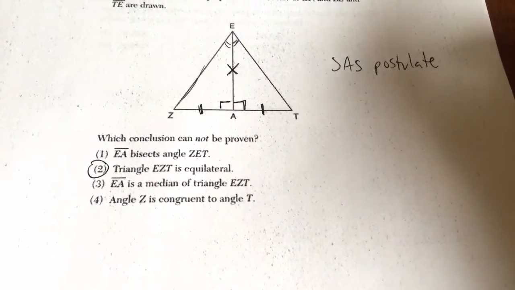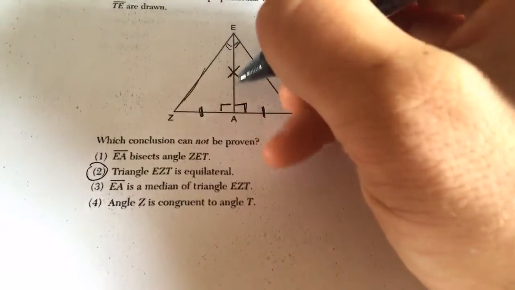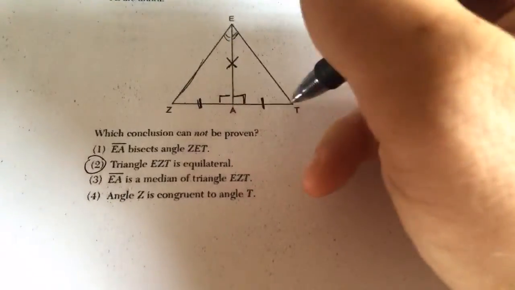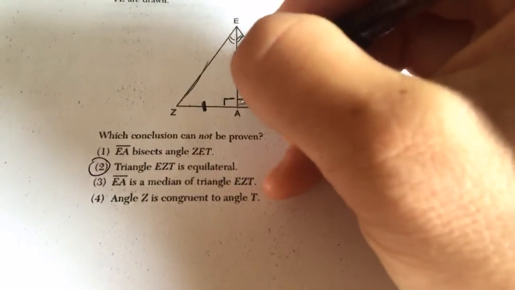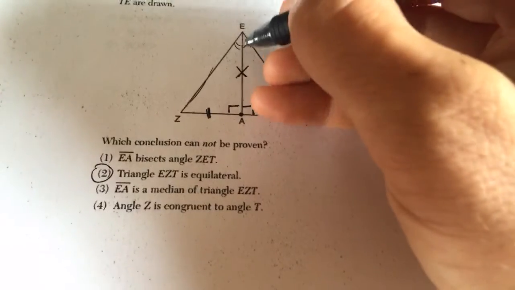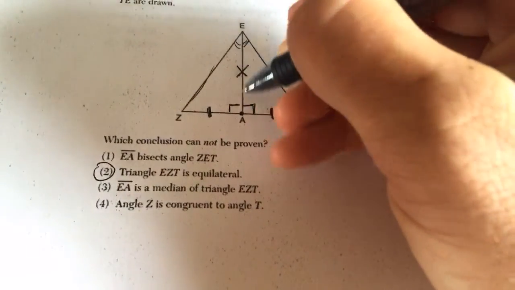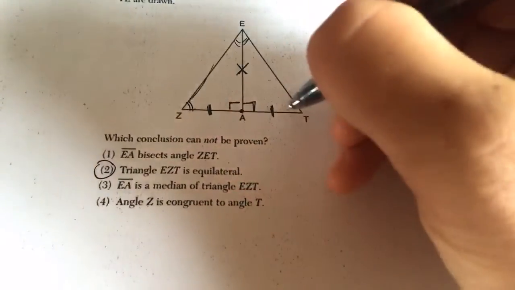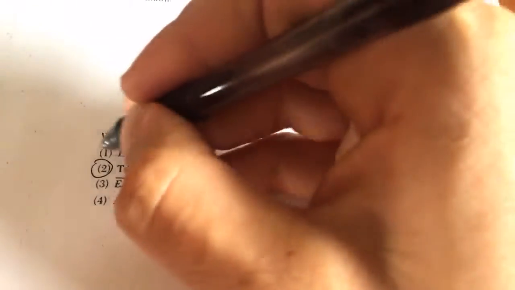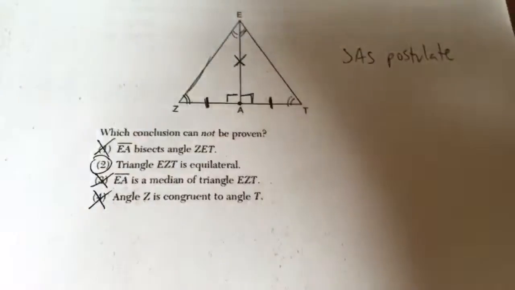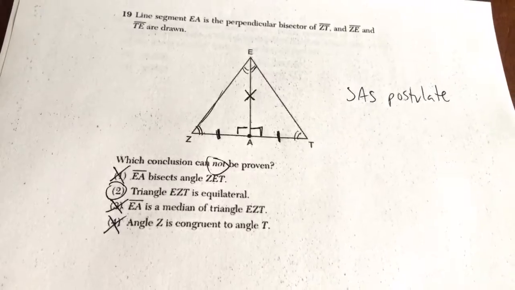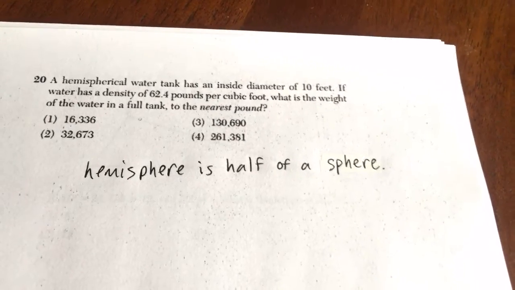EA is a median. Well, if this is bisecting this segment and this is congruent to this, then this is indeed a midpoint. And if this segment is creating a midpoint, then this is the median. Angle Z is congruent to angle T. This would also be congruent to this by CPCTC. So by elimination, I've shown you that I can prove these. They're asking you which one cannot. Choice number 2.